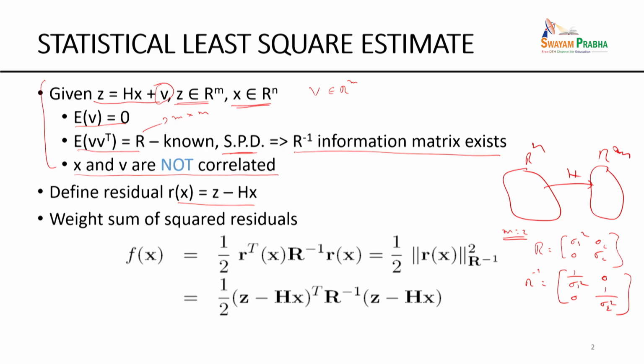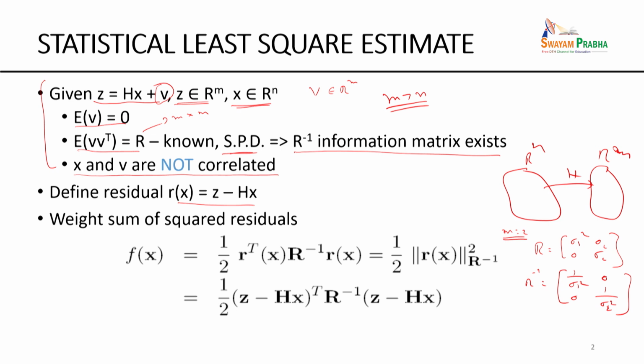Here again, I have two cases, m greater than n, m less than n. Without loss of generality, I am going to assume m is greater than n. So consider an overdetermined linear least square problem where the observations are noisy. The observation noise is Gaussian with mean 0 and covariance R. R inverse is called the information matrix.